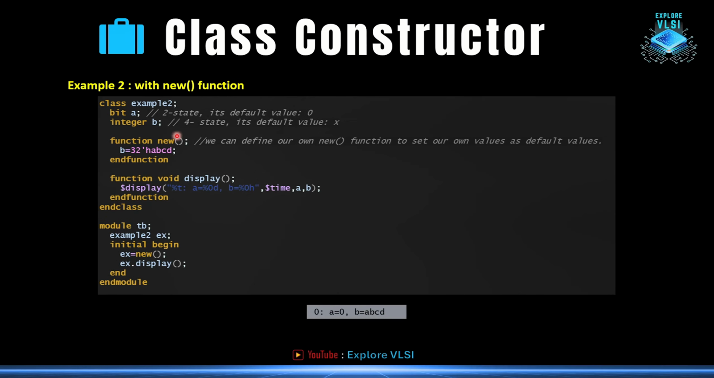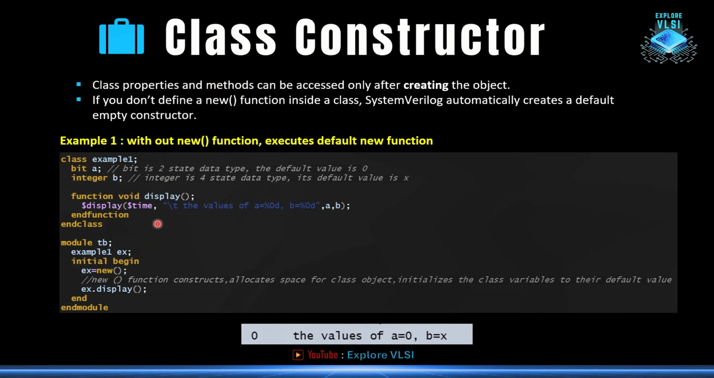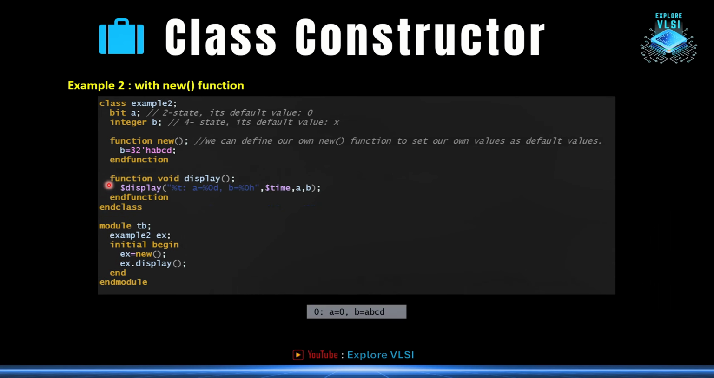Now let's understand the second example with the new function inside a class. We can define a function ourselves inside the class. Class example2, again bit a, integer b, function new. Now we can define our own function with the name new here, and we can utilize this to set the default values for these variables. As I said, when I call new without a definition, it will allocate memory as well as default values. Now I can define the new function and I can define some default value for any property of this class.